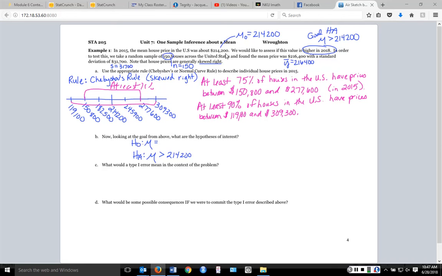So this goal that I wrote up here is really just my alternative hypothesis. Now the null hypothesis, again, always has that equal sign, and it's always going to have that same number in it. So those are going to be our hypotheses.